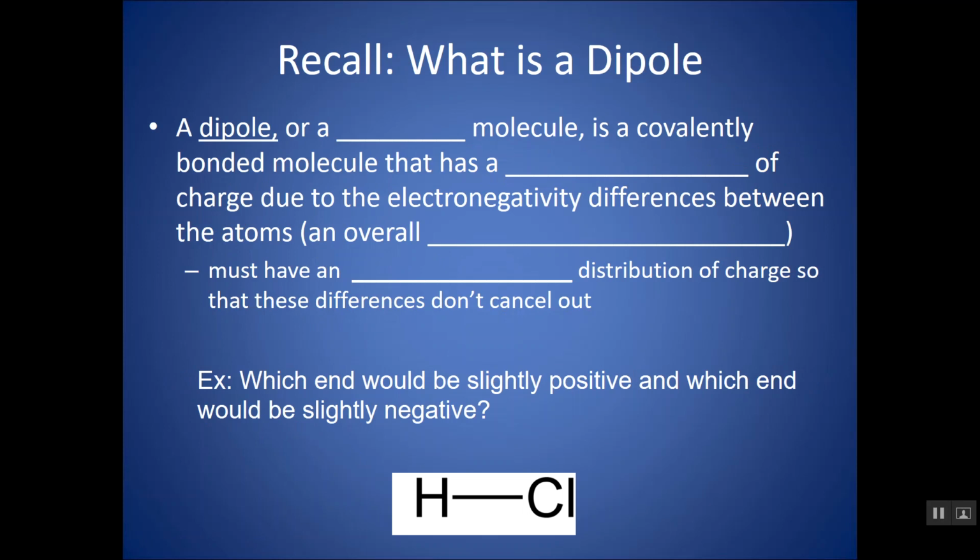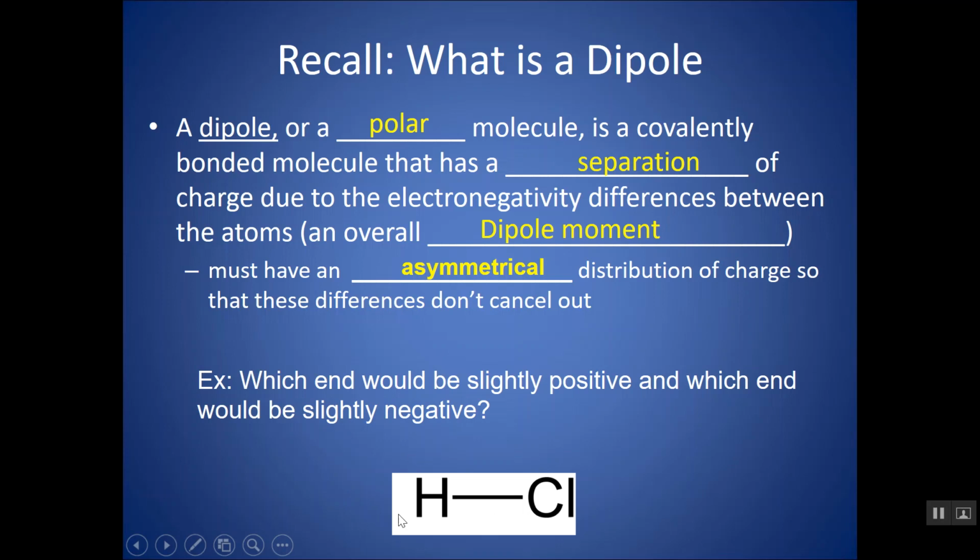So what is a dipole? Remember, a dipole is just another name for a polar molecule. So one end that is slightly positive and one end that's slightly negative. So there's a separation of charge due to electronegativity differences that are not canceled out. And it has an overall dipole moment. So remember, you must have some asymmetrical distribution of charge or an asymmetrical distribution of electron density so that these polarities don't cancel out.